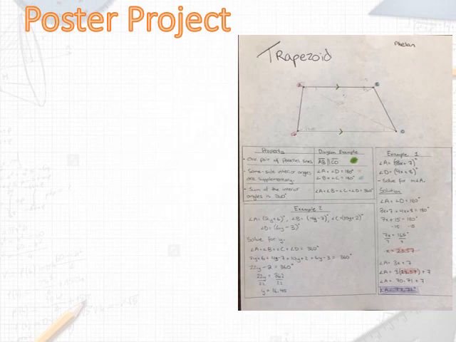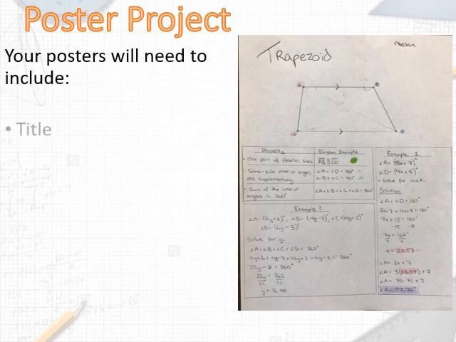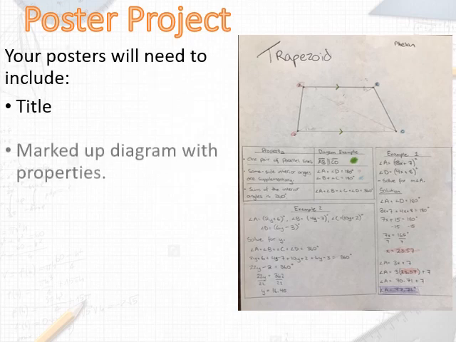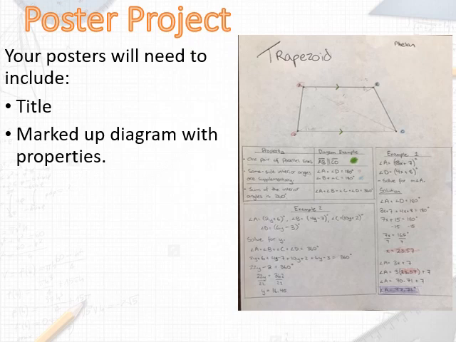So this is the visual of what I'm looking for. This is an example from last semester. You've got the title of the poster up top. You've got a drawing of the diagram, and you're actually going to mark it up with the properties. By mark it up, I mean you're going to show which angles are congruent or perpendicular. You're going to show lines that are congruent. You're going to show lines that are parallel. If there are properties with the diagonals, you want to show those as well.